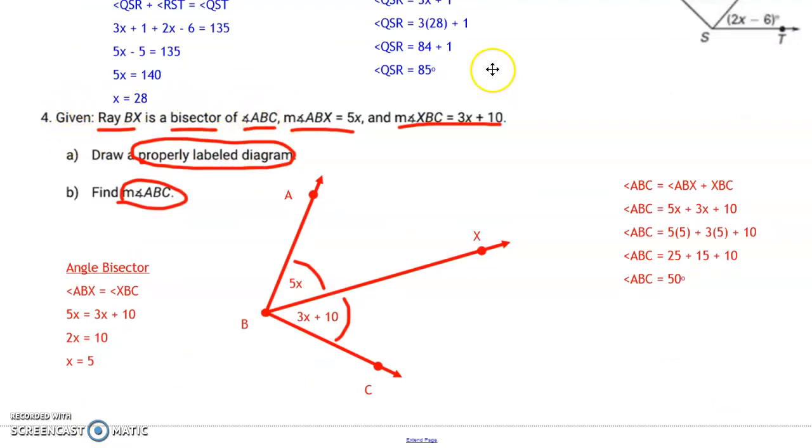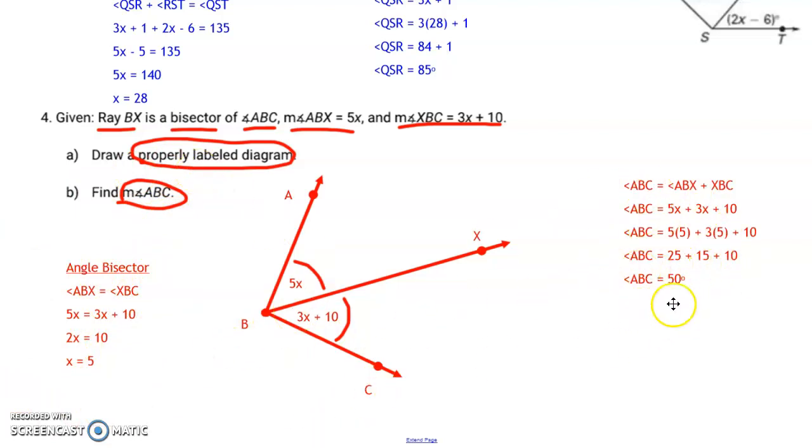For number 4, it was a little bit different. It did not give us a diagram, but it tells us ray BX, which starts at B and goes through X, is a bisector, which means it cuts it in half, of angle ABC. So I drew angle ABC, and ray BX, which bisects the angle. And it gave us some values for the angle, so I labeled my diagram, and then found the two answers that it was looking for. First, we solved for X, and then we identified the measure of ABC.